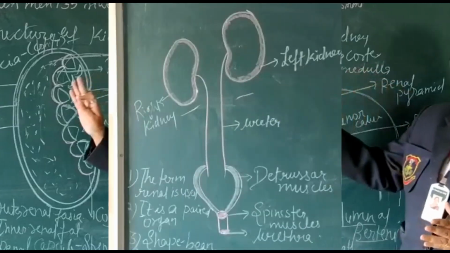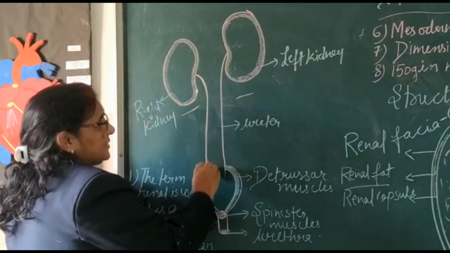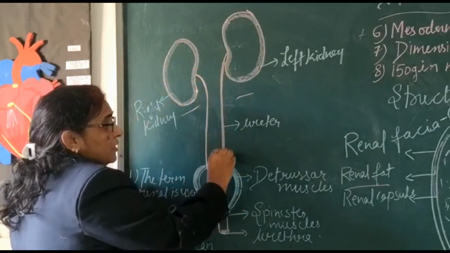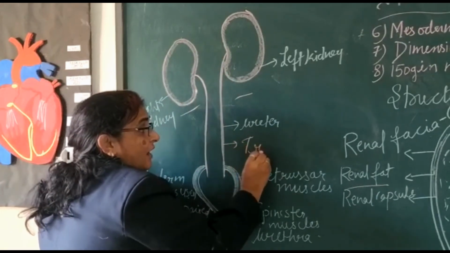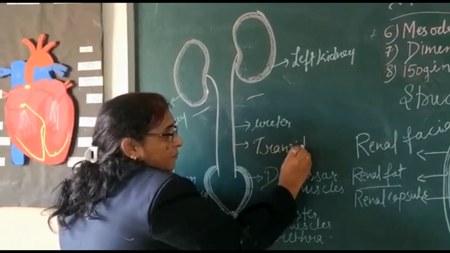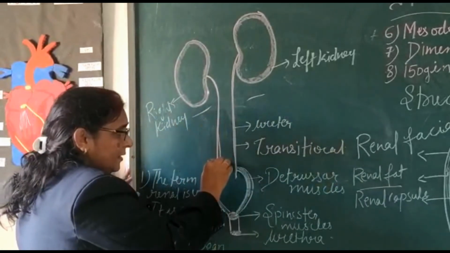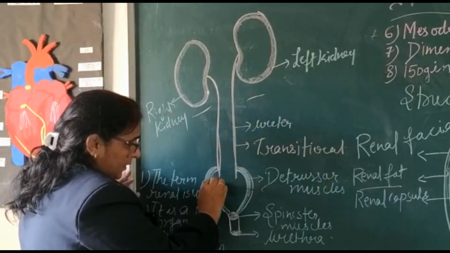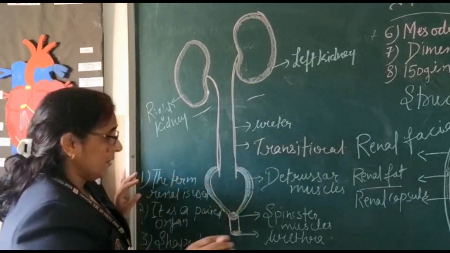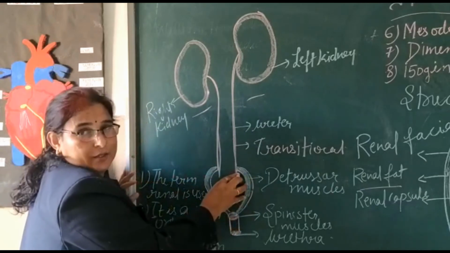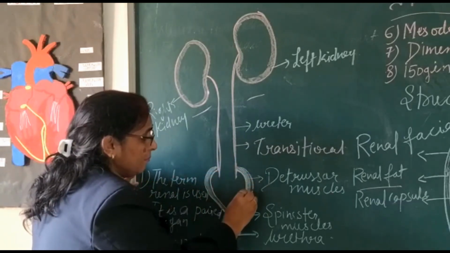Now, the ureter. These ureters are tubular structures made up of smooth muscles. They are lined by transitional epithelium. These ureters open in the urinary bladder. The function of the urinary bladder is to collect urine. In the urinary bladder, there are detrusor muscles.